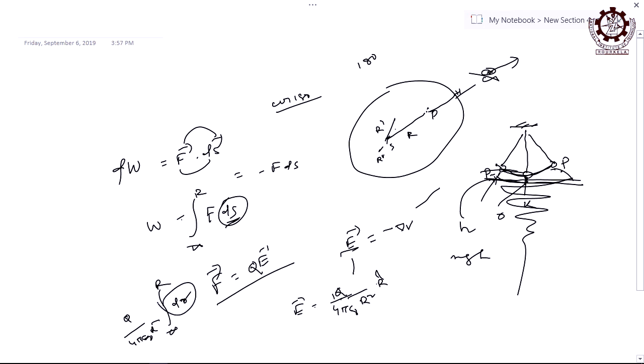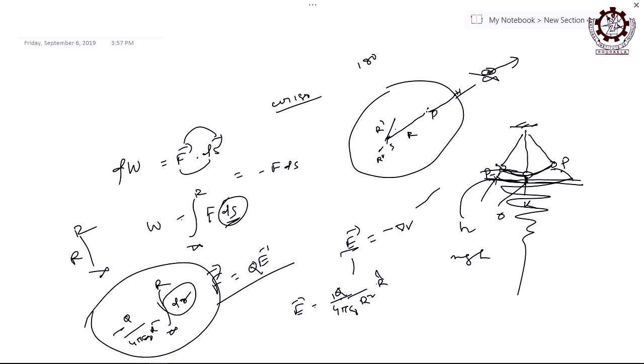Integration of dr is R, with the limit from infinity to R. So it will be R minus; first take the upper limit, then take the lower limit, minus. Now tell me, what is the whole value after integration, the total value? Q by R square, here is R square. Then integrate over dr between infinity and R.